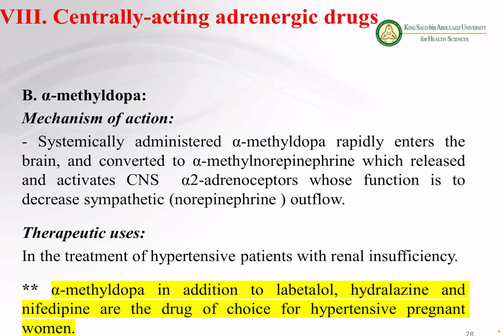So we can give these drugs, alpha methyldopa, also labetalol, hydralazine, and nifedipine, which are the drugs of choice for hypertensive pregnant women. Then we have some other category of drugs. You don't see these drugs nowadays.